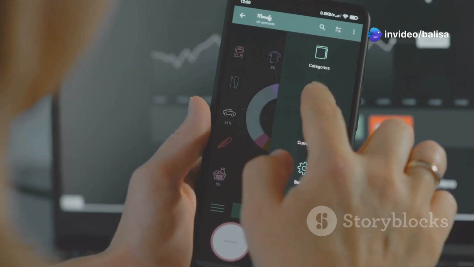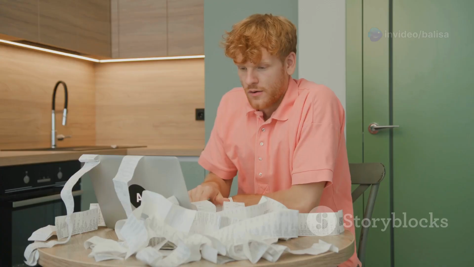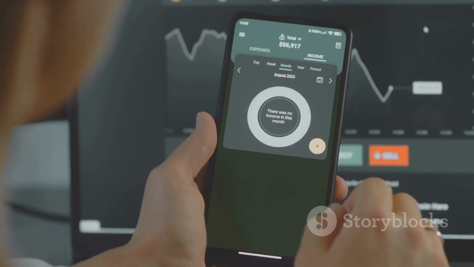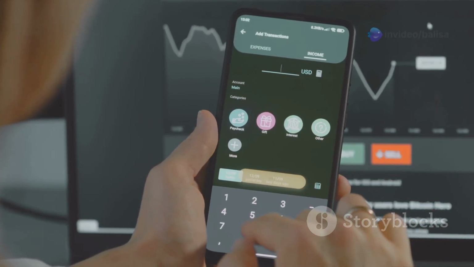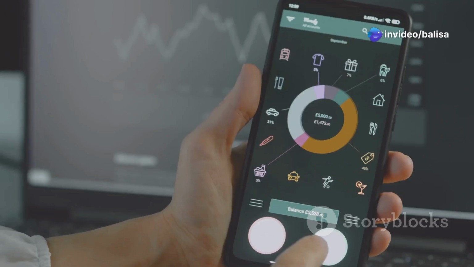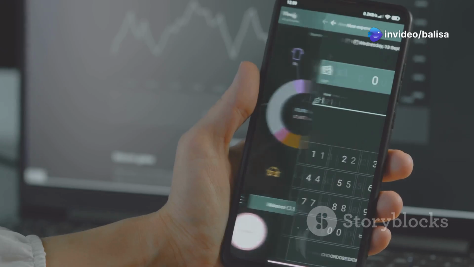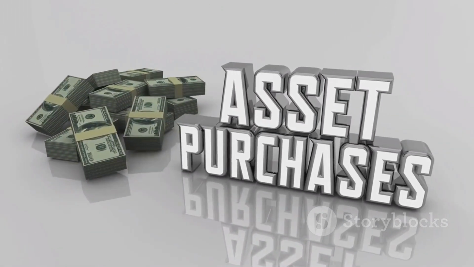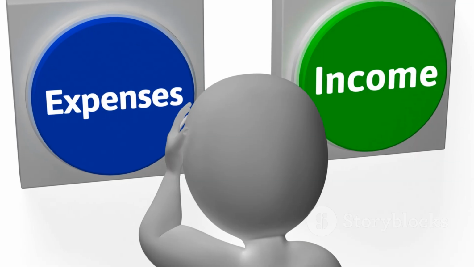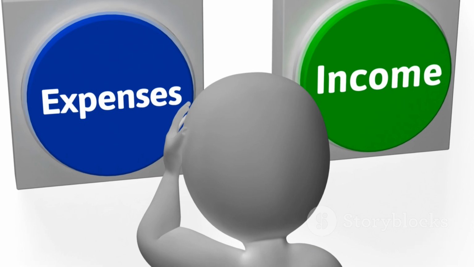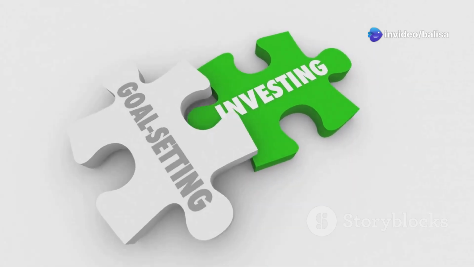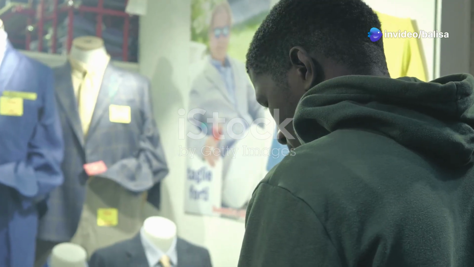Tip 1. Start tracking today. You can't manage what you don't track. Get a clear picture of your income and expenses. Use a budgeting app or spreadsheet to categorize your income and expenses. This will help you identify areas where you can save. Tip 2. Prioritize assets over liabilities. Ask yourself, is this adding value or draining my wealth? If it's an asset that will generate income or appreciate, go for it. But if it's a liability, think twice.